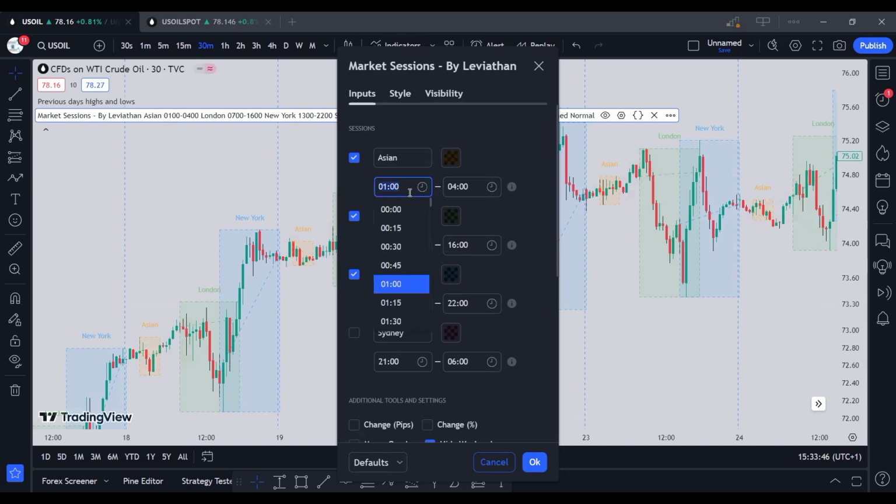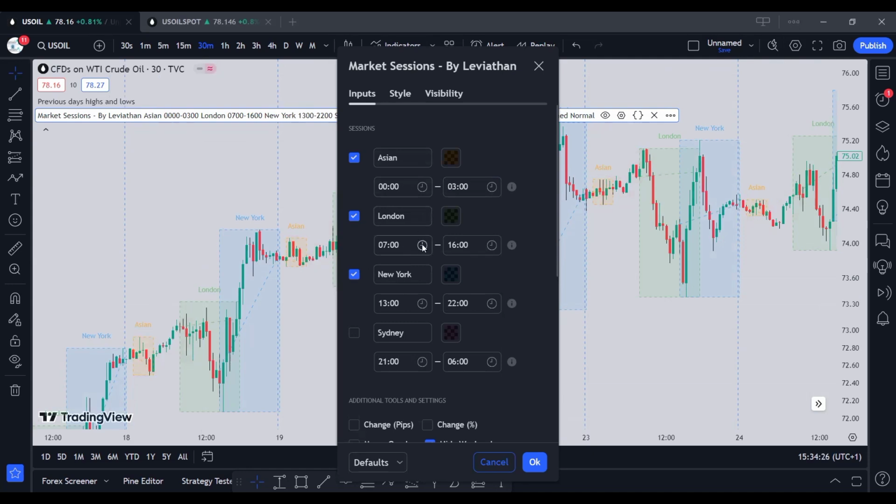What I will do is put this at 12 a.m. Why 12 a.m.? I want to see the first hour, that first hour manipulation, and how it works. The manipulation in that first hour. So put it like that: 12 a.m. to 3, Asian session, all set. Good.